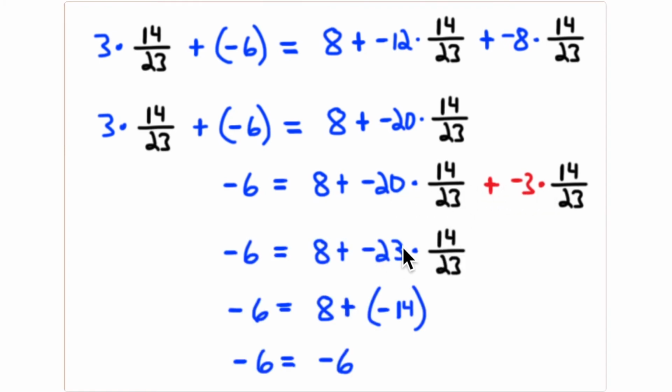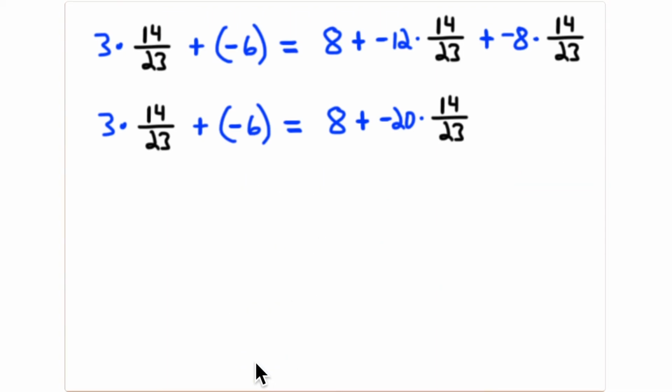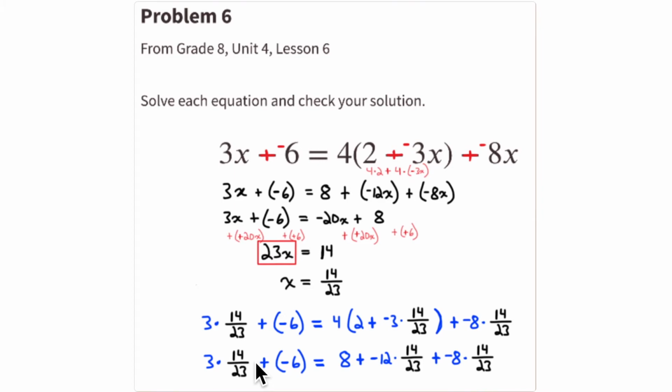So there you are. You're going to multiply negative 23 times 14 23rds. That's going to get rid of this 23 in the denominator. You're going to be left with negative 14. Negative 14 plus 8 is negative 6. That equals negative 6.